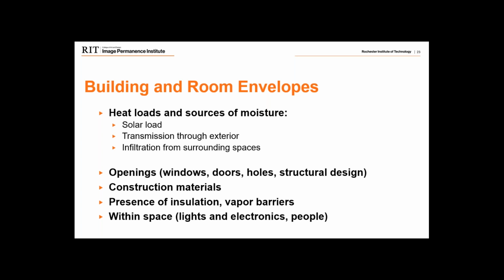That's the transmission through the exterior, infiltration from surrounding spaces. If you're trying to run a 50-degree vault that's poorly insulated inside a building that's surrounded by hallways that are treated to 72 degrees, the hallways are going to act as a heat load upon the space. Similarly, there are other issues: construction materials, the presence of insulation, vapor barrier. If a room has poor insulation or poor vapor barrier, that's going to cause significant inability to hold temperature in a space.